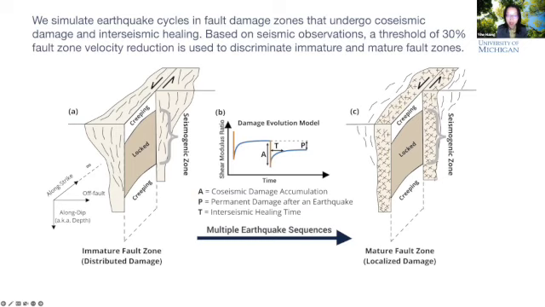When we have this permanent damage, we can see an evolution of the fault zone structure, which features first a relatively large shear modulus and then a relatively low shear modulus. This is like a transition from the immature fault state to the mature fault state.